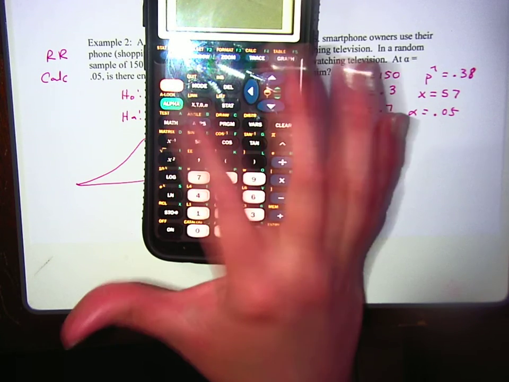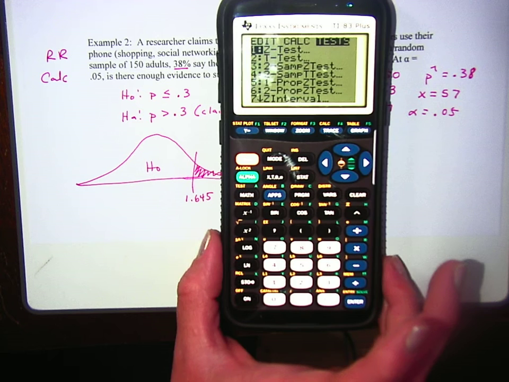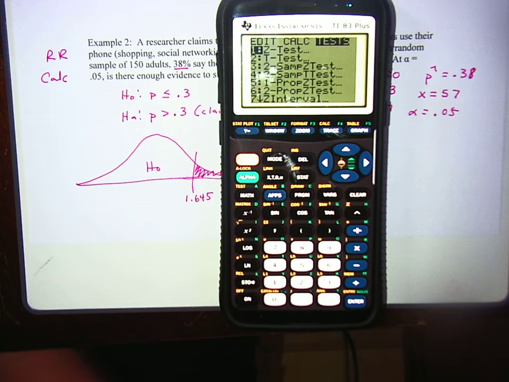You go to Stat and then over to Tests. Now a z-test would be if you knew your population standard deviation and you were testing a mean. A t-test is if you didn't know your population standard deviation and you were testing a mean. The 2 sample ones you can ignore for right now, that's chapter 8. And the 1 sample proportion, that's the one we want right now.